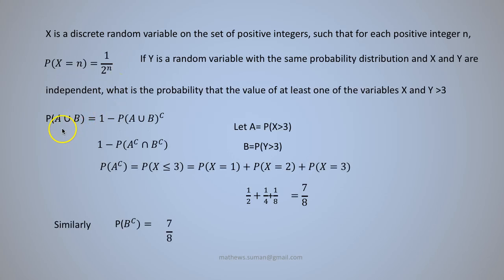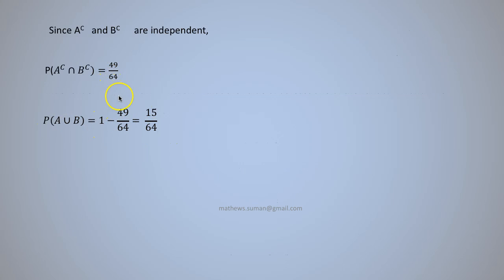We need to find probability of A union B. That would be 1 minus 49 by 64, which is 15 by 64. So your answer is 15 by 64.